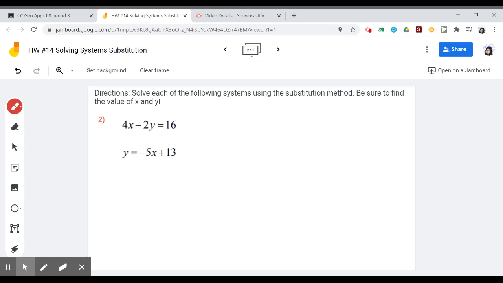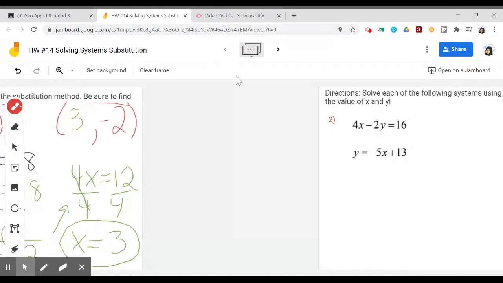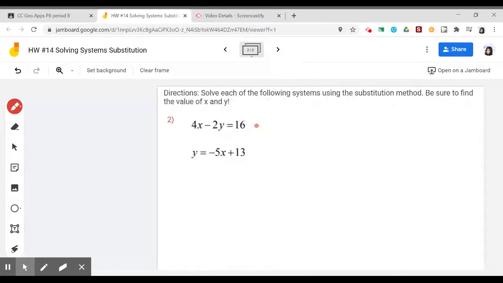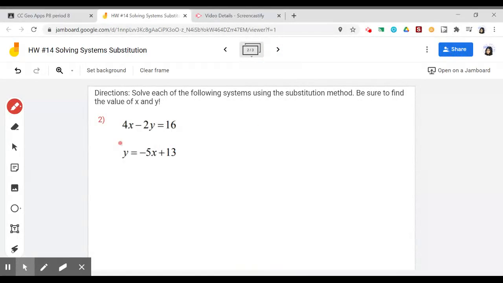All right, so in this problem, we're being asked to solve the system of equations, once again, using the substitution method. This problem is similar to the previous one, but it's a little bit less friendly because we're not given a value for y, right? Like previously, I knew y was -2. I just plugged -2 into this equation. This time, I'm given an expression for y, okay?